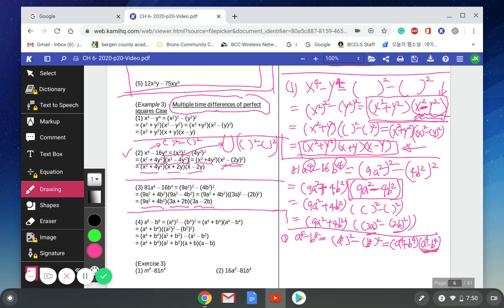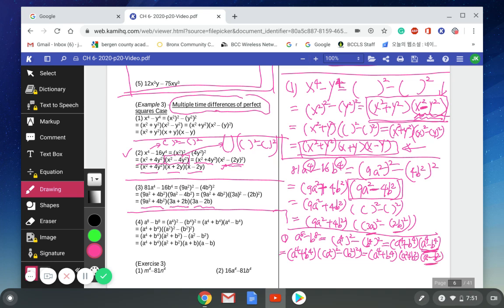But as you see, the second one, you can do the difference of perfect squares one more time. So that ends up with a to the fourth plus b to the fourth with a square minus b square. Then this becomes a fourth plus b fourth with a square plus b square with a square minus b square.